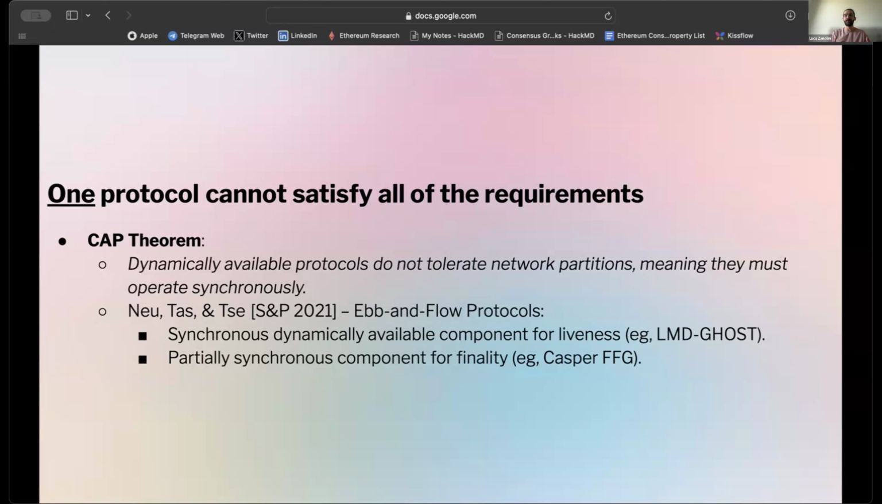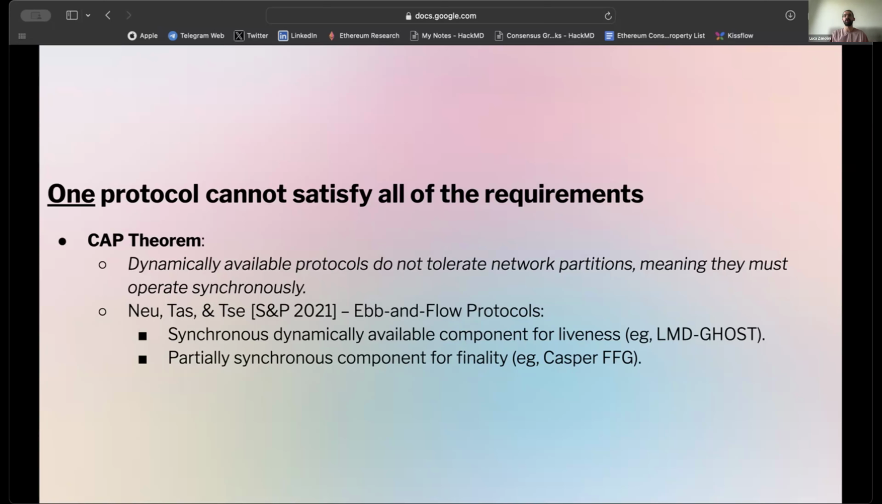What they propose are protocols that are themselves divided in two subprotocols. One that takes care of dynamic availability and keeps outputting a chain, assuming participation can fluctuate. In the case of Ethereum, this is taken care of by LMD Ghost. And on top of it, a partially synchronous component that finalizes a prefix of it, which is exactly what Gasper FFG does. So the Gasper protocol works this way.